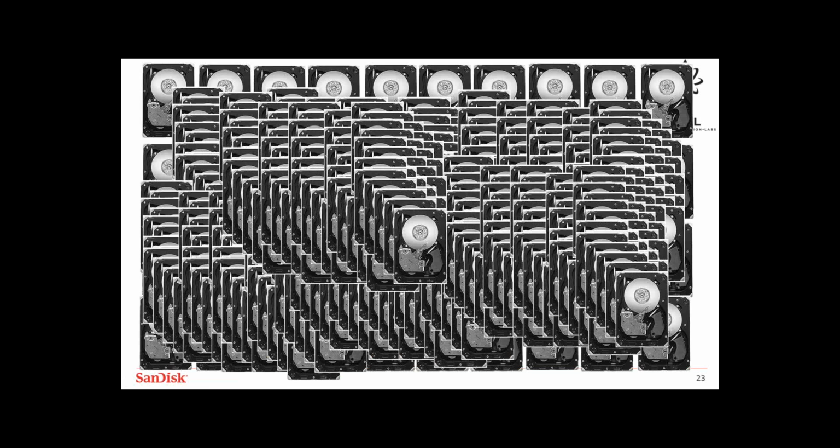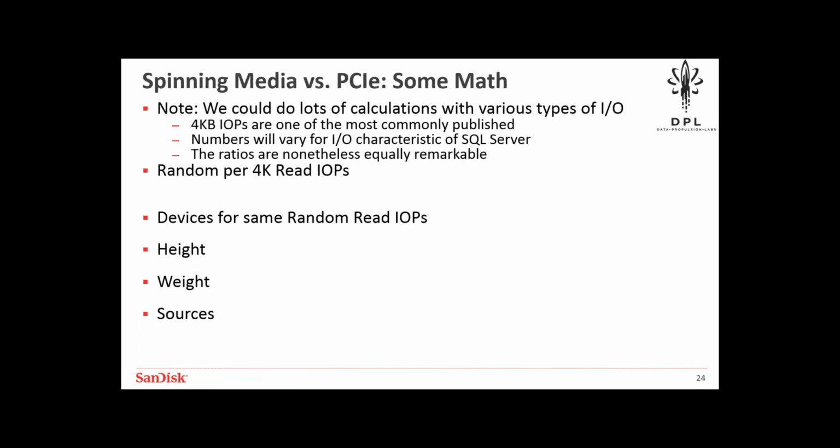And let's look a little more closely at some of the numbers. As I just talked about, for random 4K reads, a 600 gig 15K hard drive will provide about 181 IOPS, according to the manufacturer. One of our standard PCIe devices, 345,000 IOPS. Okay, again, 1,900 disks required to match that.